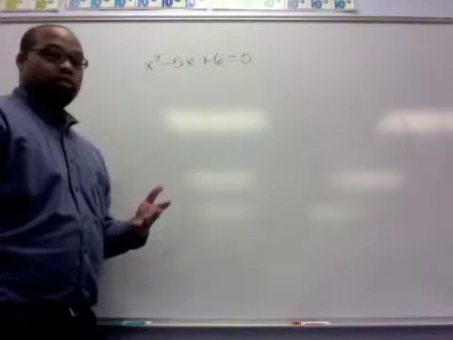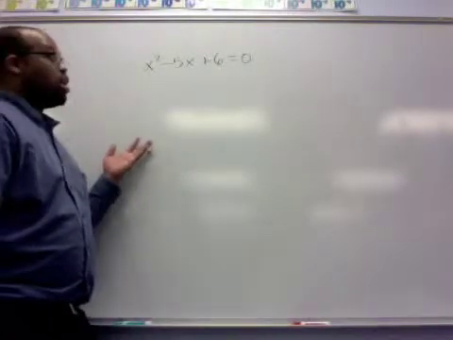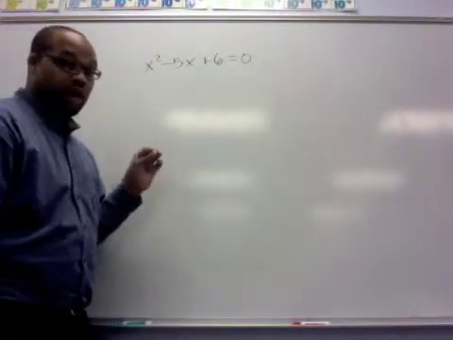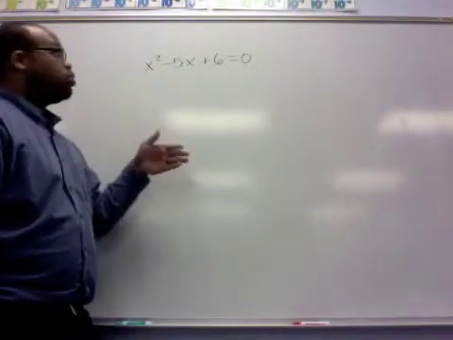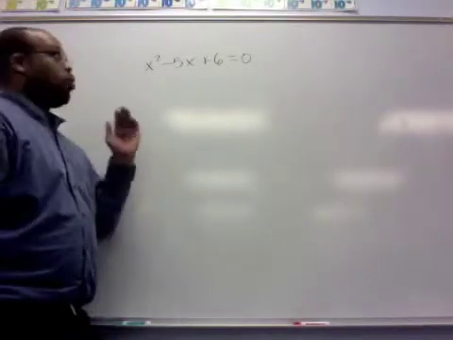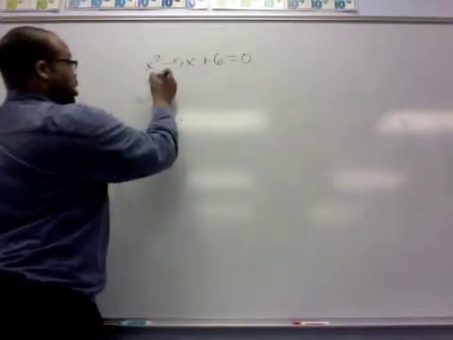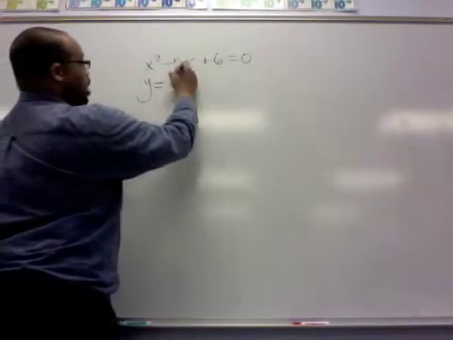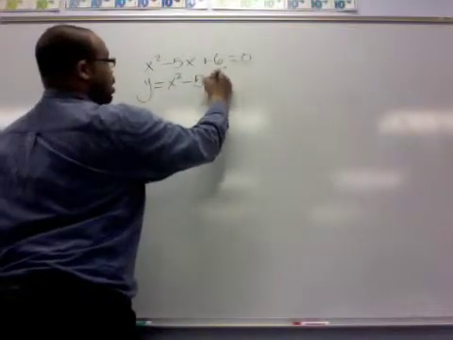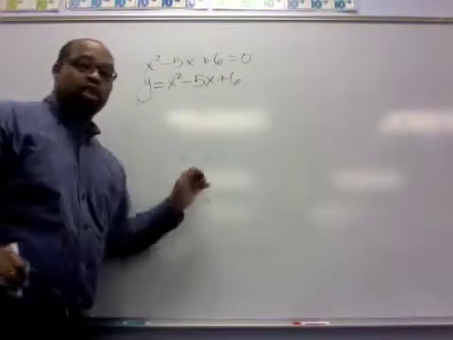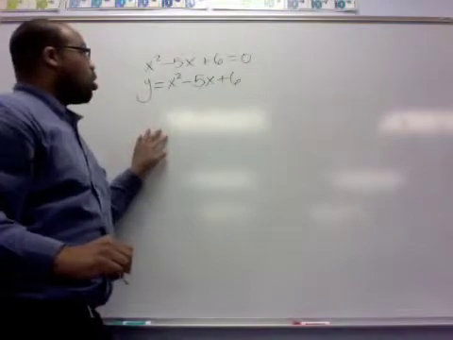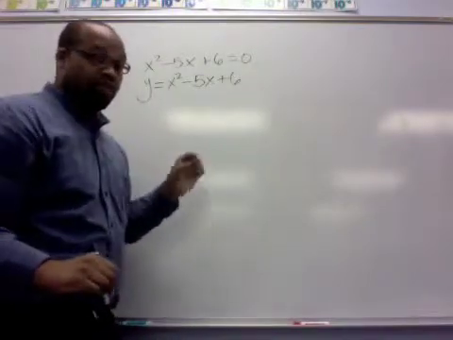First thing we want to do with a problem like this, if we want to solve the equation by graphing, is rewrite the equation so that y equals this expression. So y equals x squared minus 5x plus 6. After we do this, we're now ready to find the vertex of our equation.